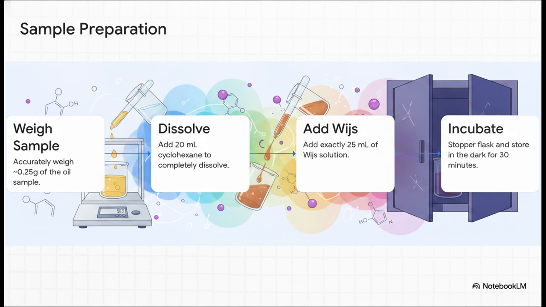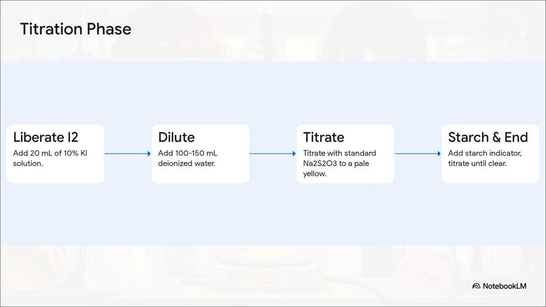That darkness is absolutely crucial here. It stops light from degrading the sensitive halogenation reaction while the iodine monochloride goes to work attacking those double bonds. After the 30-minute dark incubation, the reaction is complete. Now we add 20 milliliters of potassium iodide. This step is vital because it converts any unreacted iodine monochloride into free, titratable iodine. We add some deionized water and start titrating with our standard sodium thiosulfate solution. As the iodine is neutralized, the dark color slowly fades to a pale yellow.